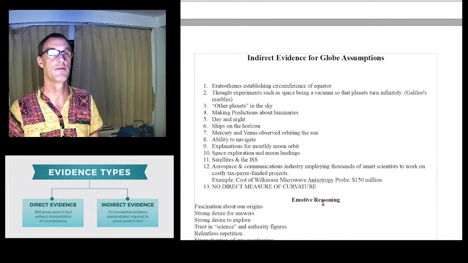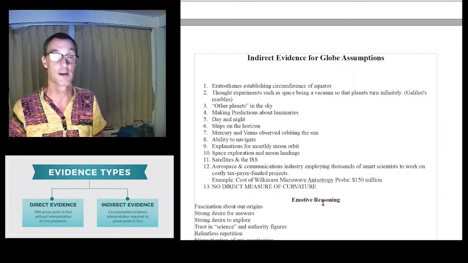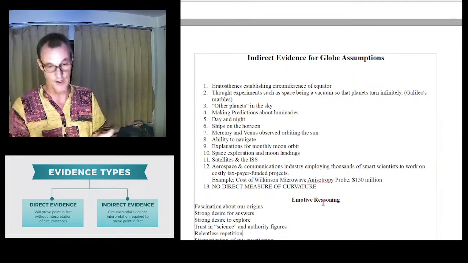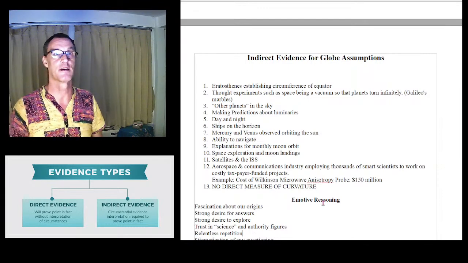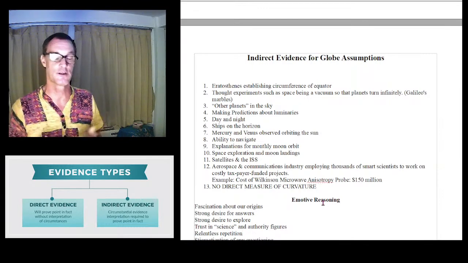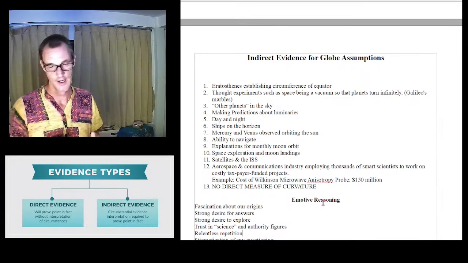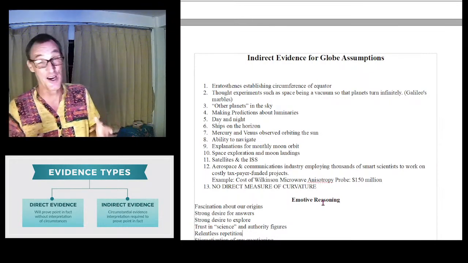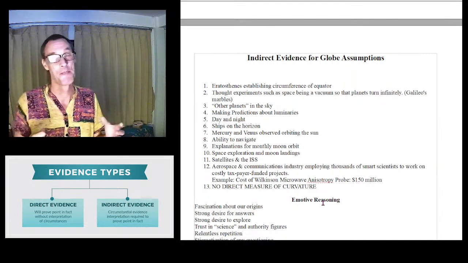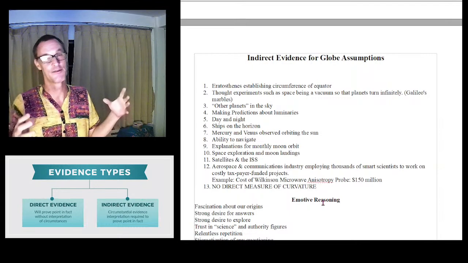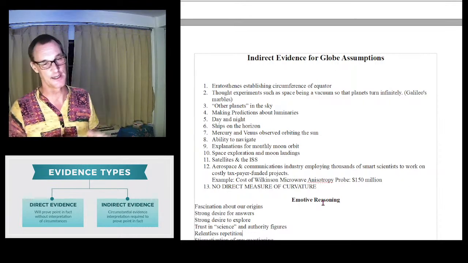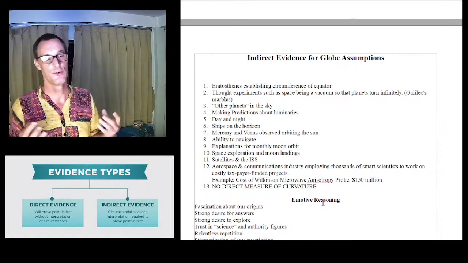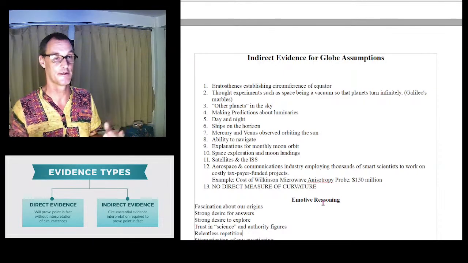And then we've got, sorry, just to be clear, Eratosthenes talks about a circumference over the equator. We all know that that can be on a level Earth as well. Thought experiments, such as space being a vacuum so that planets can turn indefinitely. Of course, if you're assuming that Earth is a massive planet, gazillion tons of earth and rock or whatever moving at incredible speeds around the sun, then of course you have to have a medium that doesn't give it any friction.